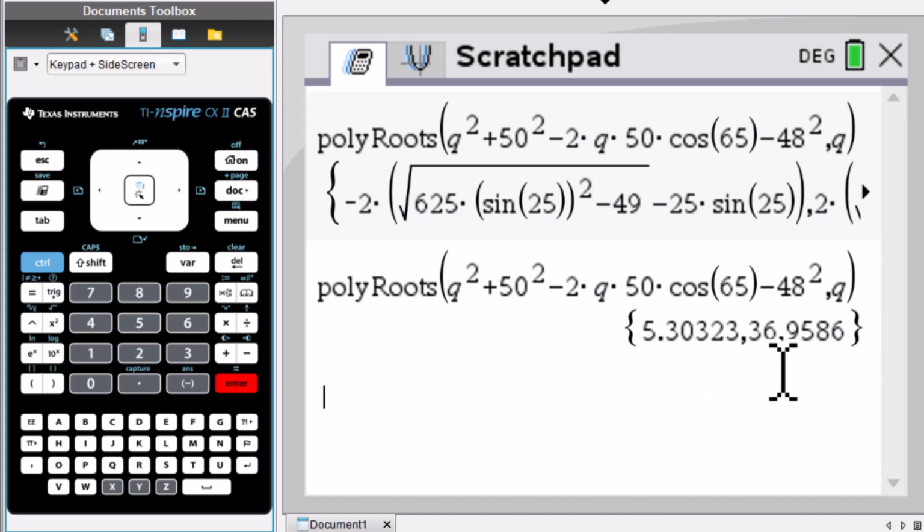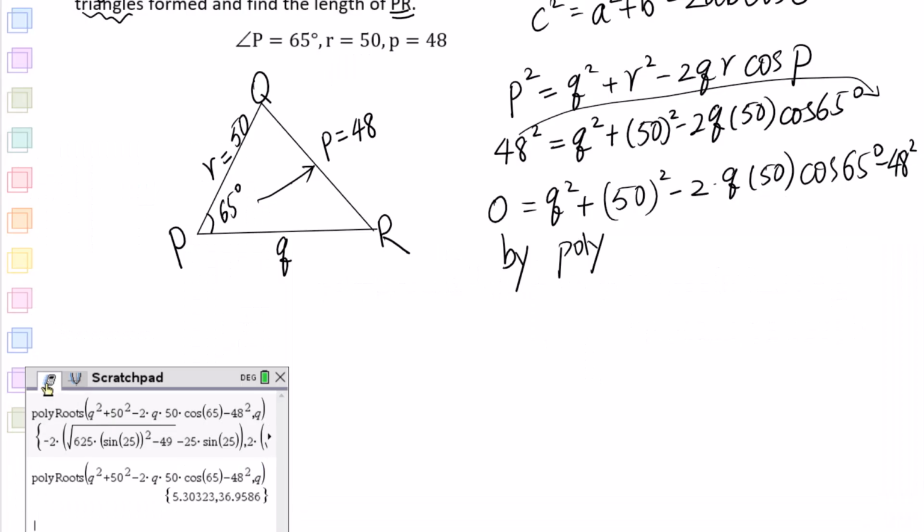We are given two positive values, which means this SSA will form two triangles by polyroots. Q1 equals 5.30. Q2 equals 37.0, which means there are two triangles formed.